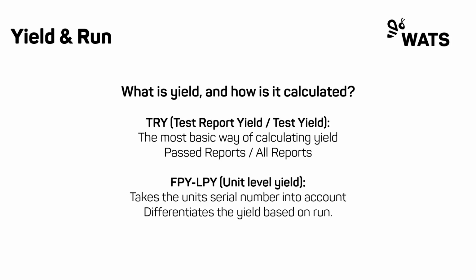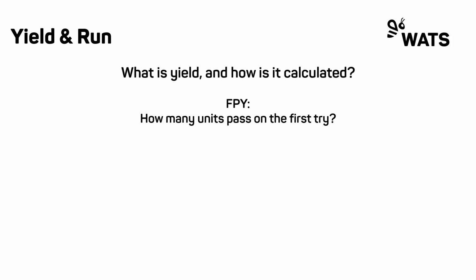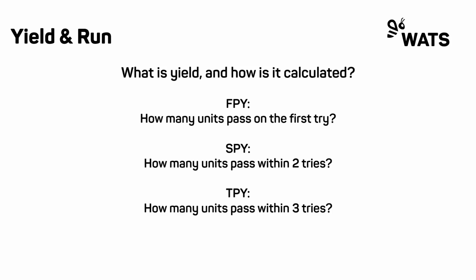These yields are differentiated by the test run of the units, and we have first pass yield, which is how many units pass on the first try. Second pass yield, how many units pass within 2 tries. Third pass yield, how many units pass within 3 tries, so whether they pass on the first, second, or third time. And then there's last pass yield, how many units do eventually pass at any point. Let me show you with a few examples.